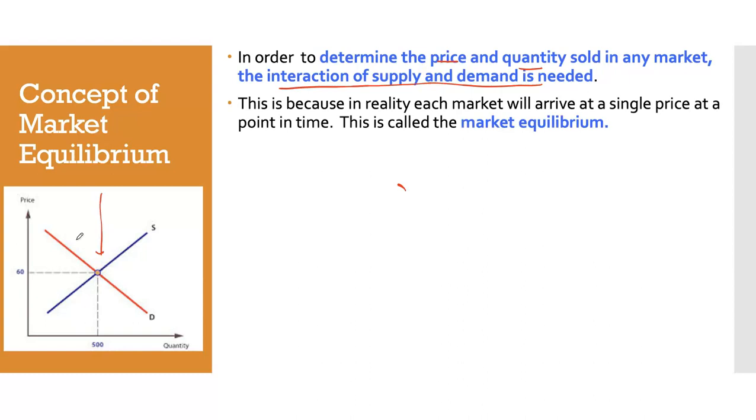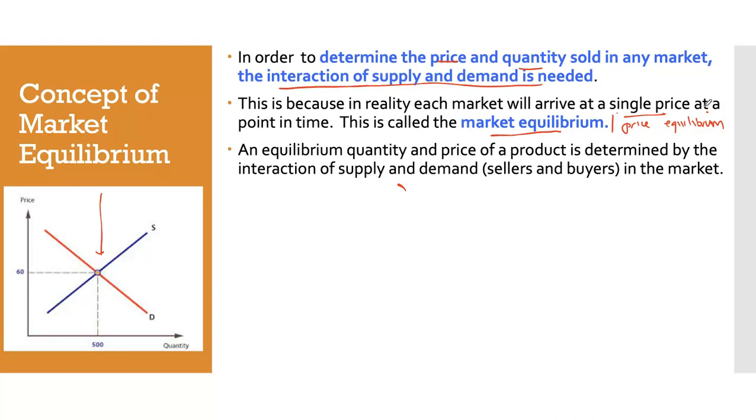This is because in reality, each market will arrive at a single price for a product at a point in time. We call this market equilibrium, and we could also call this price equilibrium. This is the single price that occurs in the market for the product. Now, as I've mentioned, this equilibrium quantity and price is determined by the interaction of suppliers, sellers, and buyers because of the supply and demand curves.